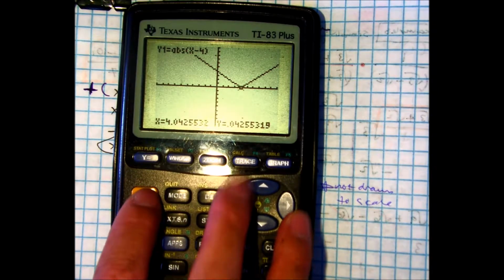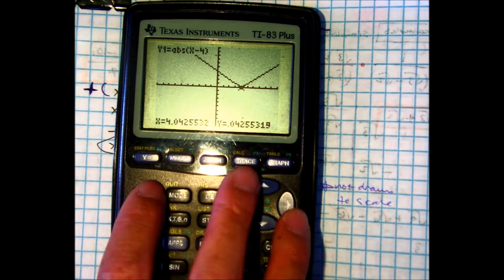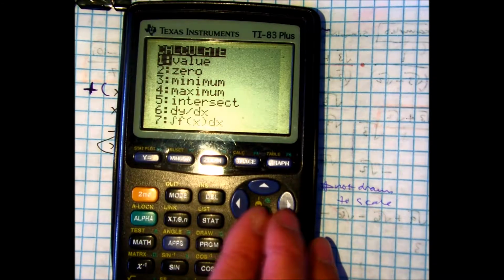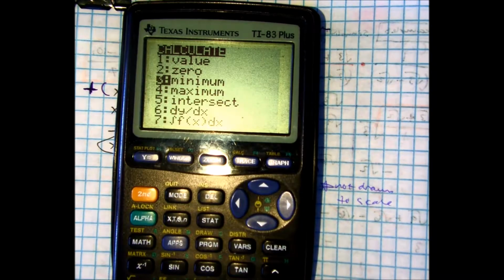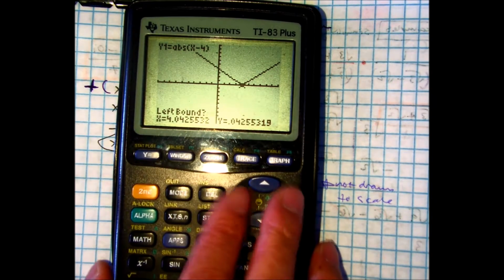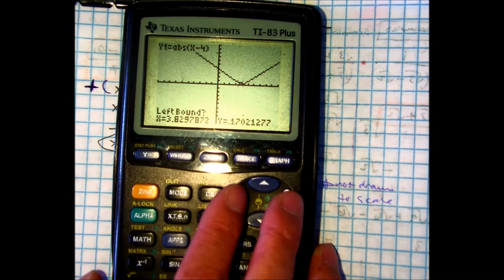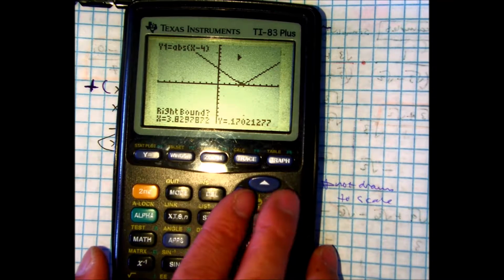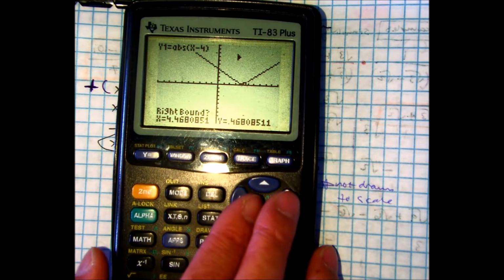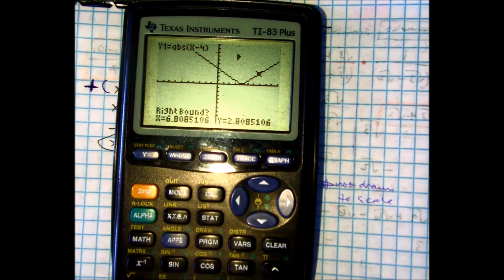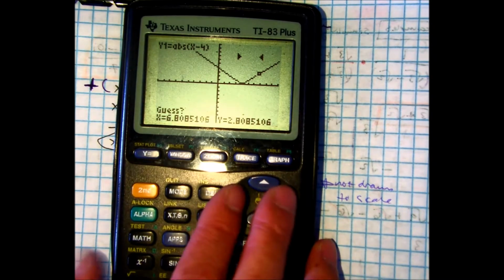Everyone say second trace. Second trace. And I can actually do the minimum. Now again, it says left bound, so you're going to go a little bit to the left, then to the right. Now you're going a little bit to the right. I'm clicking right. If you want to, you can even exaggerate, like really far to the right. And then your guess is exactly.